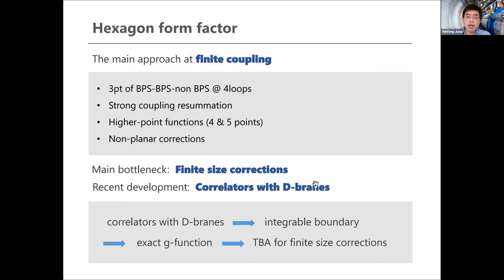So once you can identify a type of correlation function with a g function, then from the integrability literature, we know that the g function can be computed by TBA. And TBA takes into account all the finite size corrections. So roughly speaking, that's the idea.